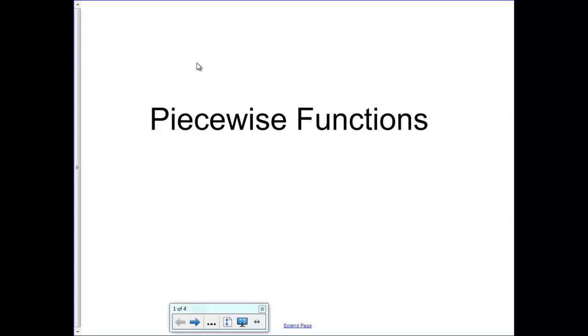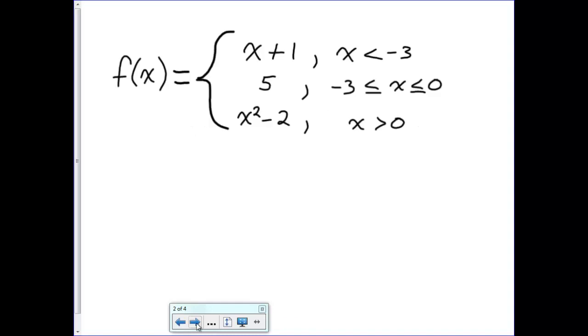Hello, this will be a short video on piecewise functions. Piecewise functions are really just one large function that takes pieces of different functions. So we've got three different functions here representing f of x. And then over here we have what's called an interval in which those functions are to behave.